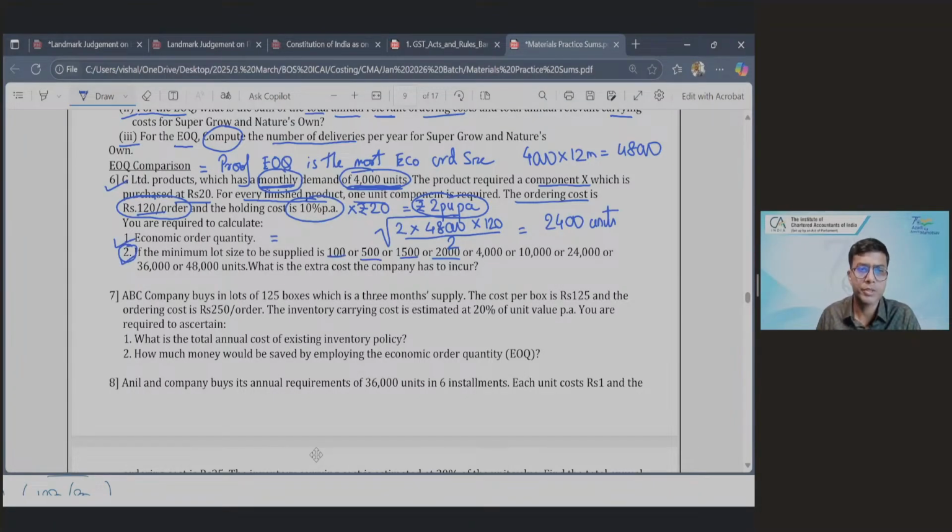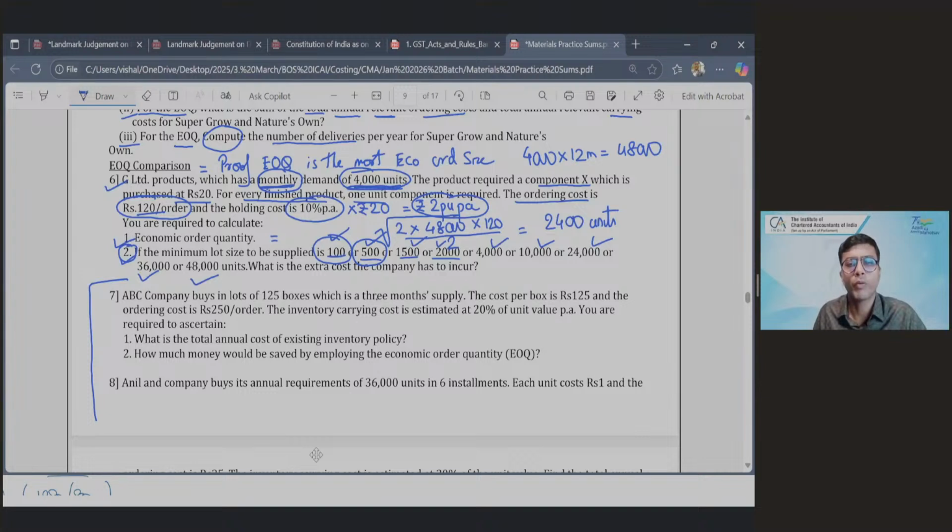the question. Now, since I want you to practice this more, I have purposely taken so many other options: if you want to purchase 100 units in one order size, or 500, or 1500, or 2000, or 4000, or 10,000, 24, 36, 48. In exams, this will not happen. All these other exam questions give you only one or two extra quantities to compare. But since this is our first question of comparison, and this is also helping you to practice this formula, I have given so many options.